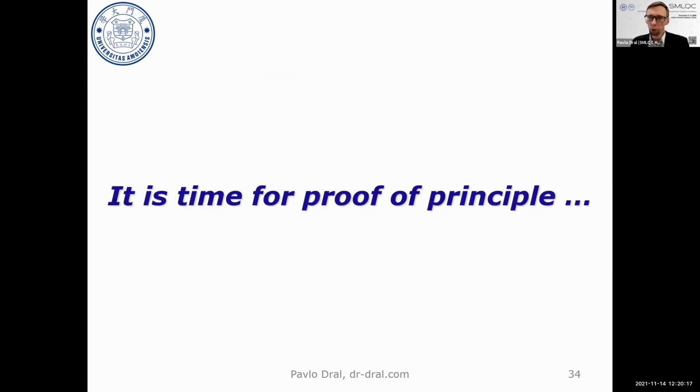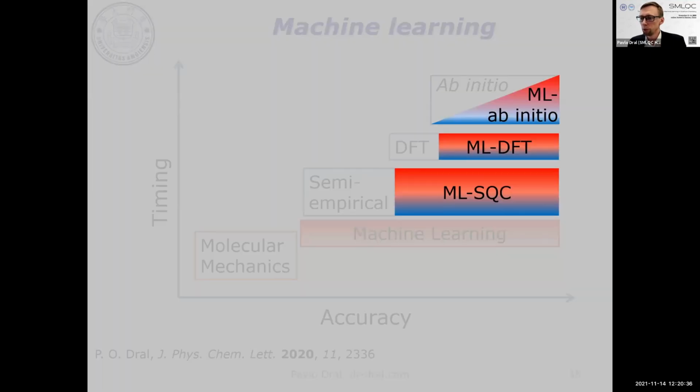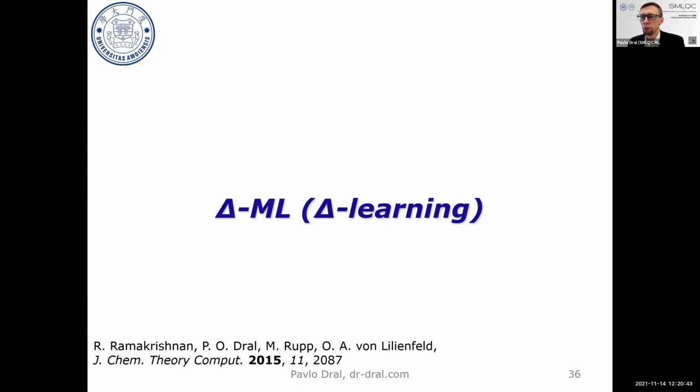So I was saying that our field is already maturing very fast, and there is a time for proof of principle. In many respects, we still need to develop many models, so the field is not closed for development. One of the examples of proof of principle approaches was improvement of different quantum mechanical methods, and we published a series of studies on this. One of these is delta machine learning.